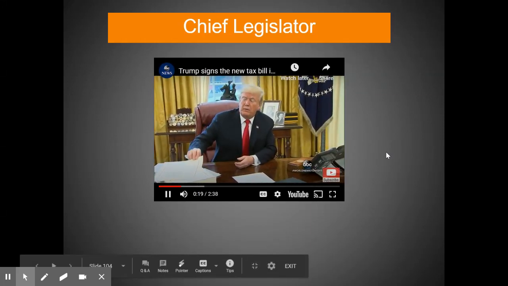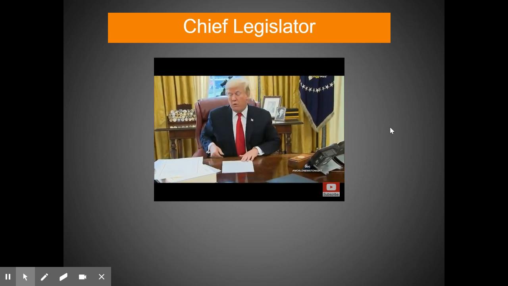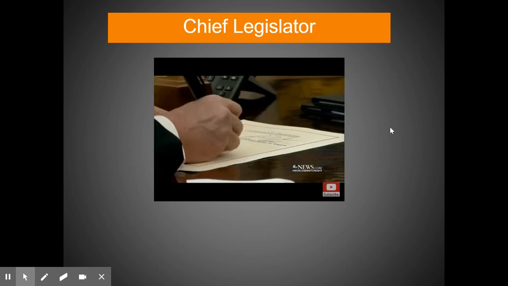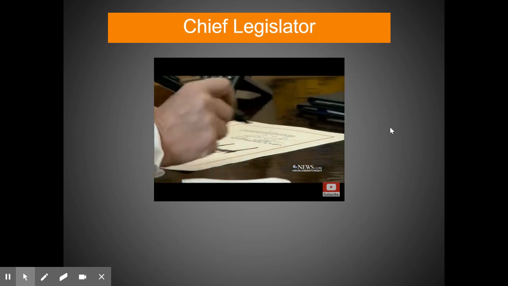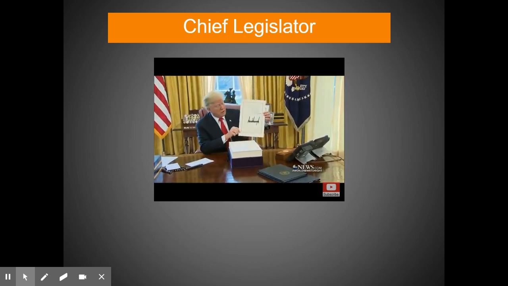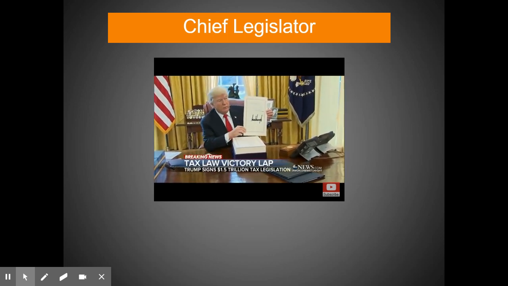So this is the bill right here, and we're very proud of it. This may be the most sweeping overhaul of the tax code in a generation. That's your bill.